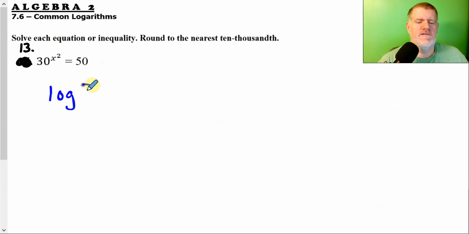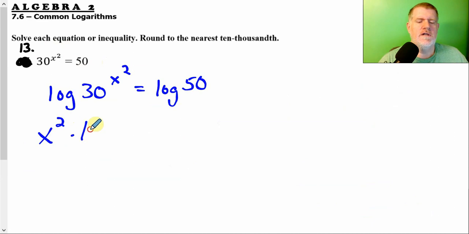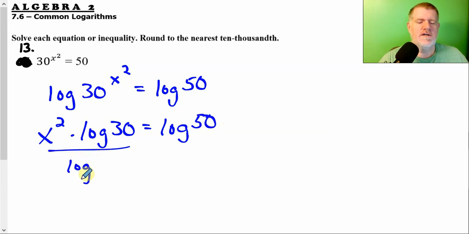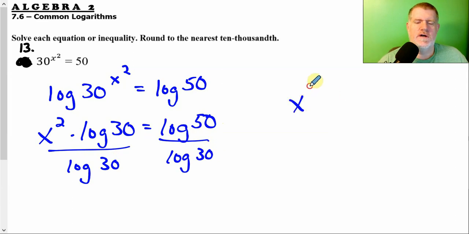It doesn't matter that you're an x squared, because we're still taking that exponent and going to bring it down. X squared log of 30 equals log of 50. Now that we brought it down, I can divide by log of 30. So I end up with this equation. X squared is going to equal the log of 50 divided by the log of 30.